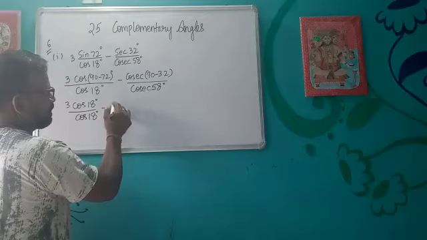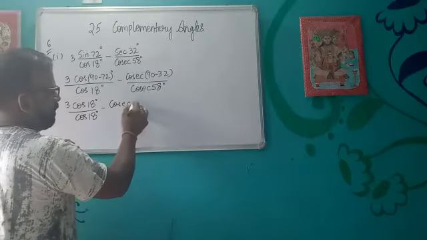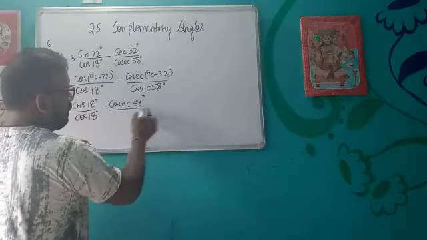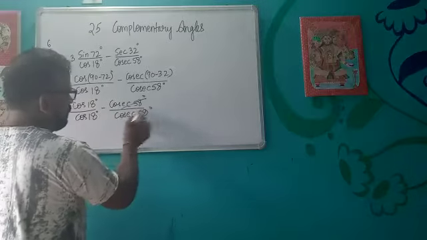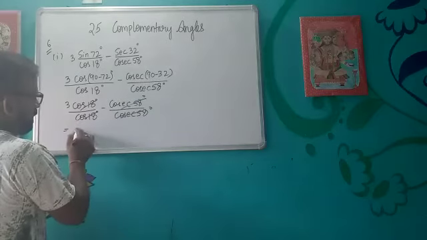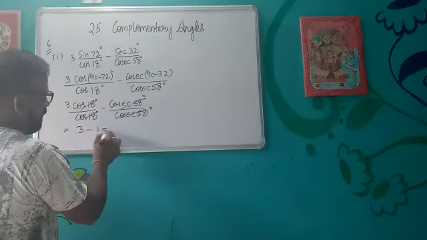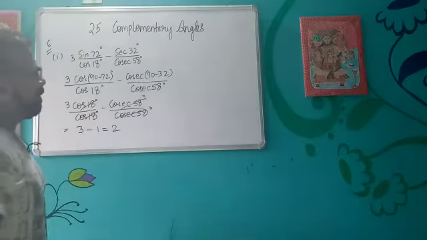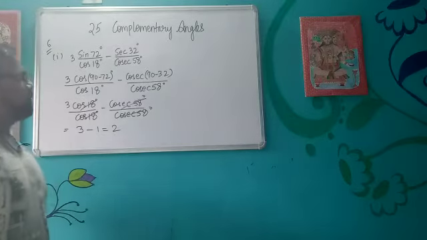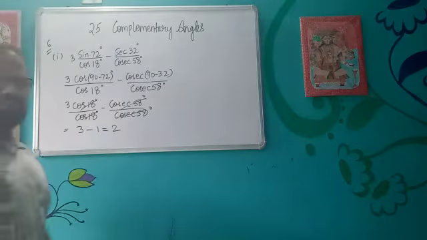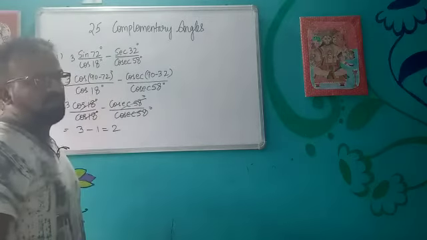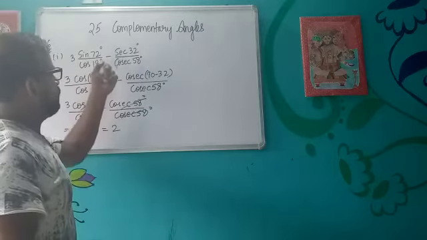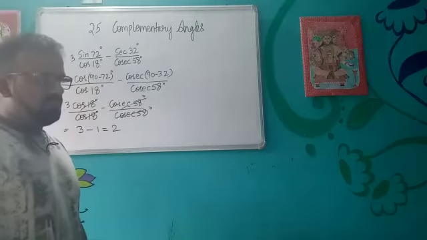minus cosec 58 degree upon cosec 58 degree. So these two will cancel. What we will get? 3 minus 1, that is equal to 2. So this is how you replace: either you replace sine by cos, or you replace this 72 by 90 minus 18. Do not replace both, because if you replace both you will get the same question.